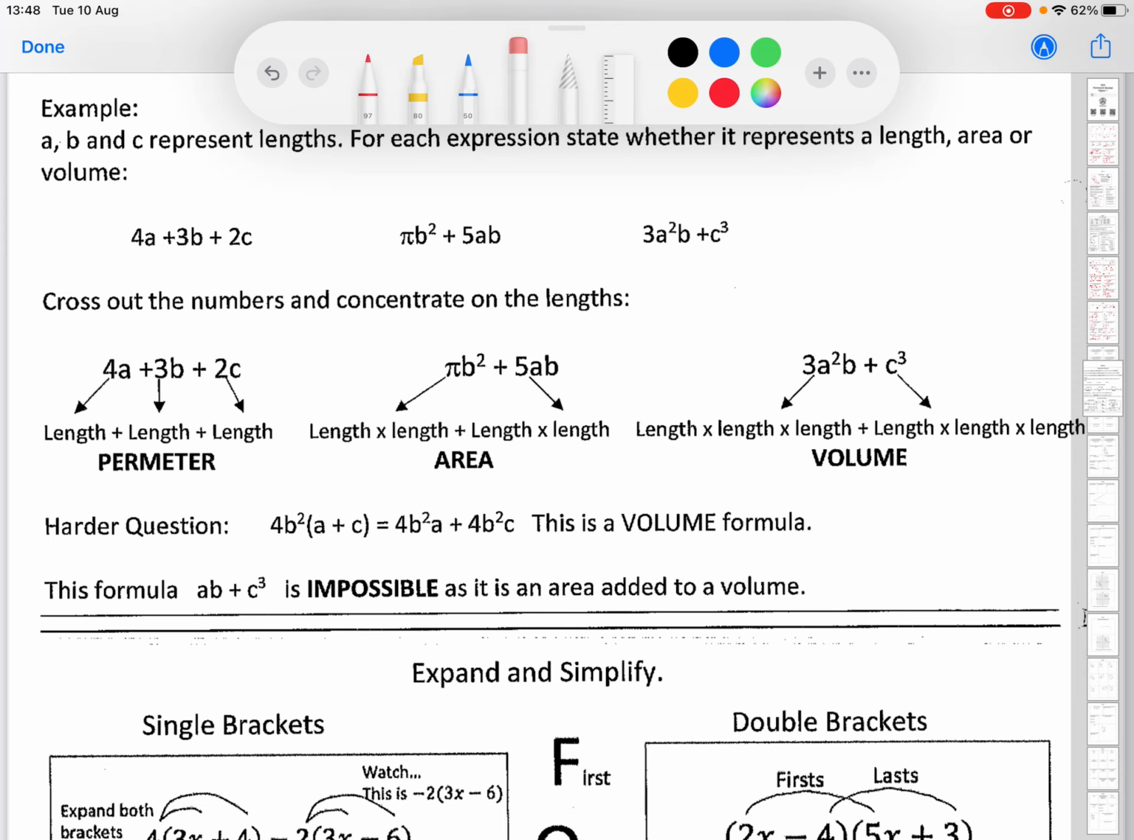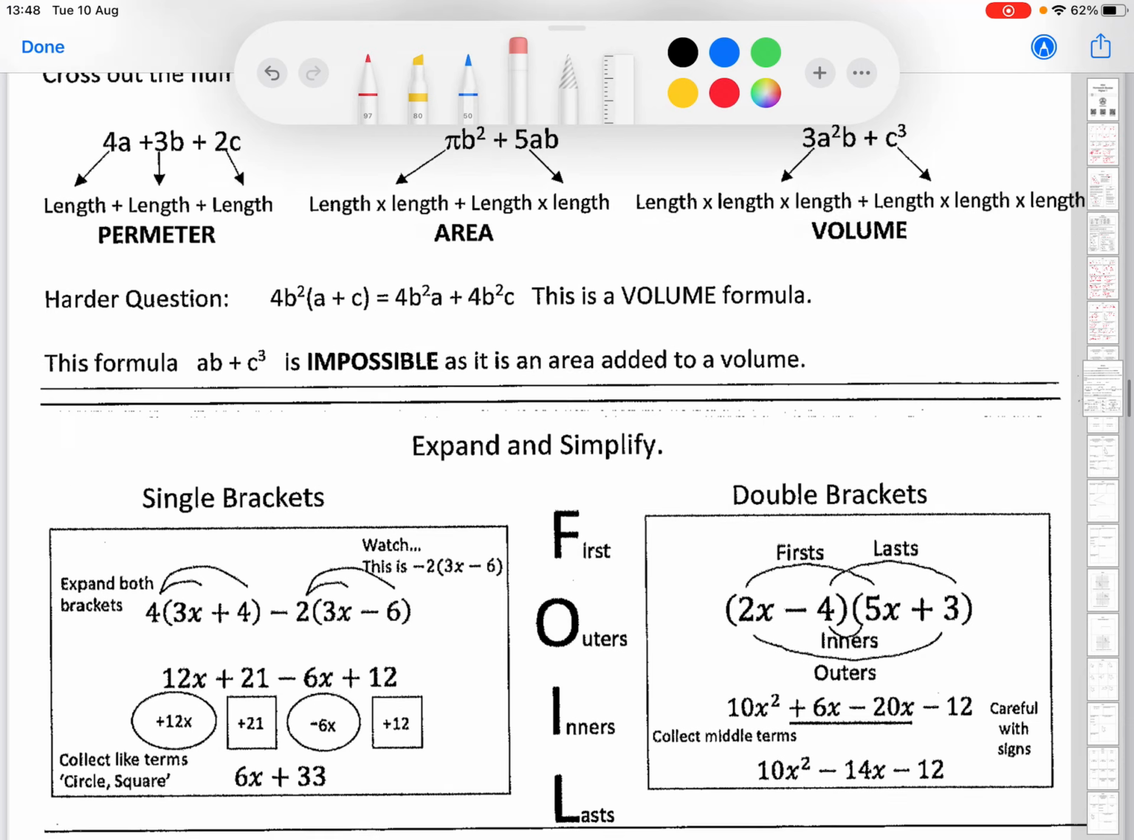For example, if you've got 2 letters and 3 letters, you can't do that. You can't do an area add a volume. That doesn't make anything. So an area add an area would just make another area, but an area add a volume makes nothing. So some formulas can be impossible to have a dimension for.